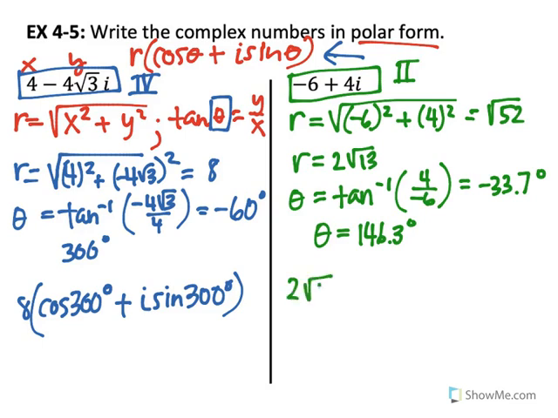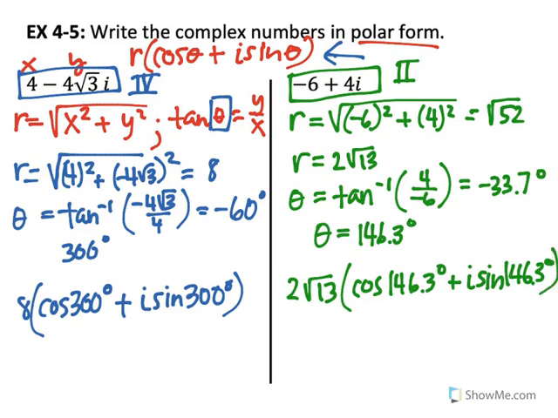It will be 2 root 13, that's my r value, times cosine of my angle, 146.3, plus i sine 146.3. There you have it.